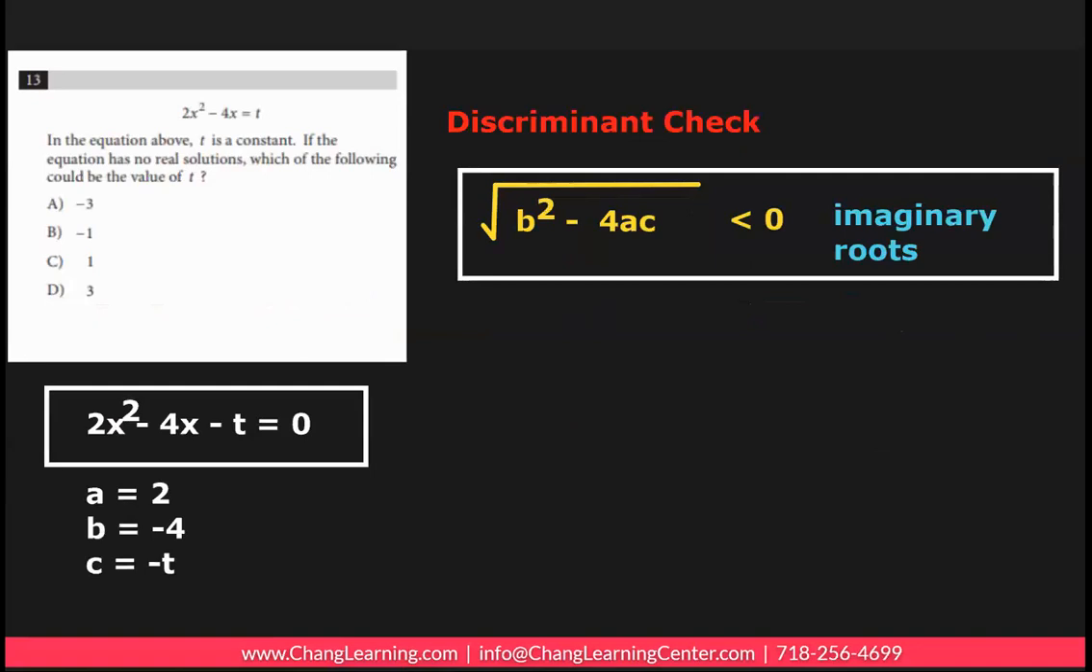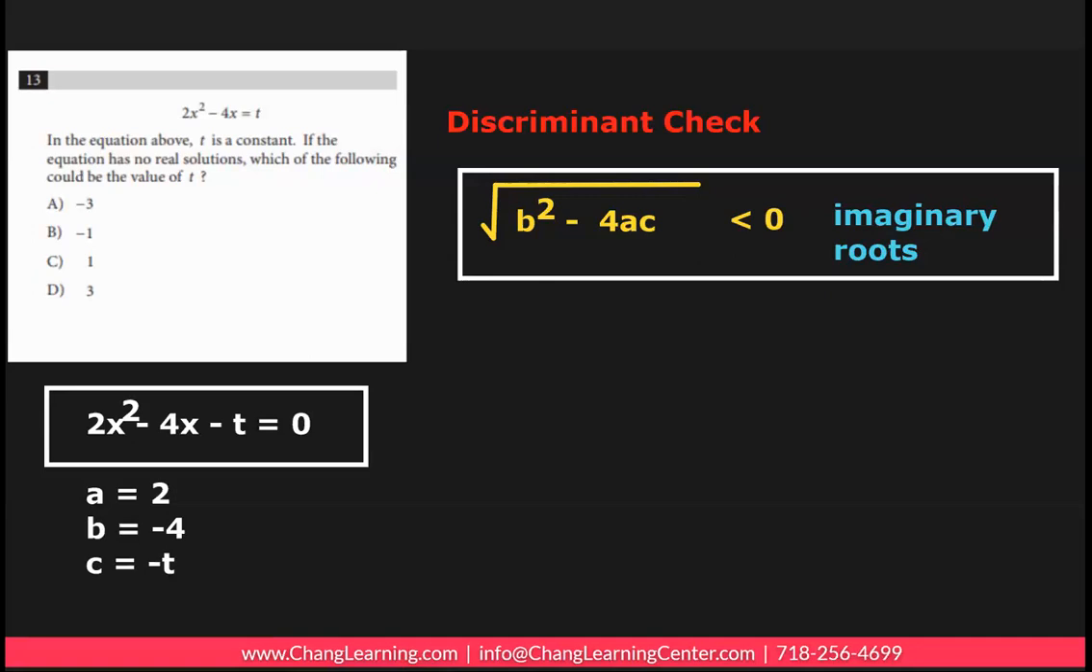Question 13. 2x squared minus 4x equals t. In the equation above, t is a constant. If the equation has no real solutions, which of the following could be the value of t? Well, you can solve this with the graphing calculator, setting up the left side as y equals 2x squared minus 4x, and then trying each value for the constant line t, horizontal, for choices A, B, C, and D.